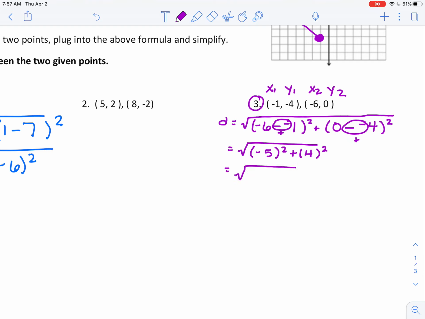Now I square each number. So negative 5 squared is 25. 4 squared is 16. 25 and 16 is 41. You can either leave your answer as a simplified radical, and 41 is actually simplified. There is no perfect square that goes into it. Or you can type that into your calculator and find that the distance is about 6.4 units.